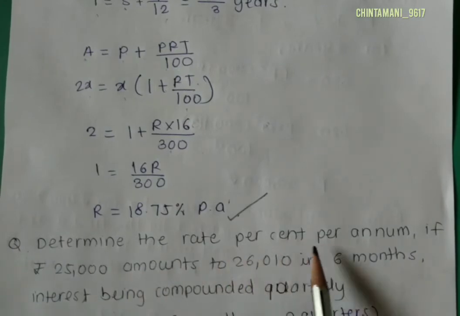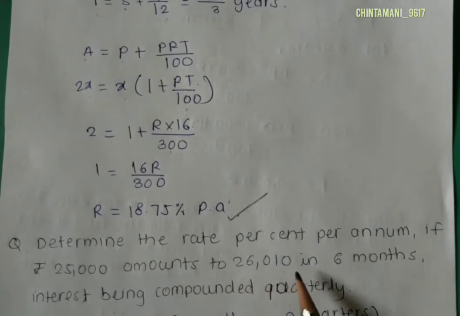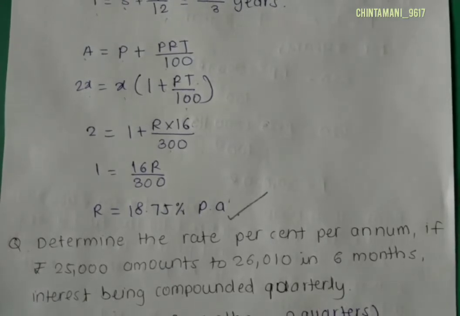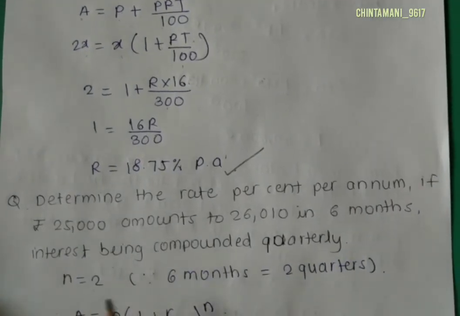Determine the rate percent per annum if rupees 25,000 amounts to 26,010 rupees in 6 months, interest being compounded quarterly. We know that quarterly means 1/3 of a year. If we multiply 6 months by 1/3, the answer will be 2. So there are 2 quarters, that is n is equal to 2. 6 months is 2 quarters.